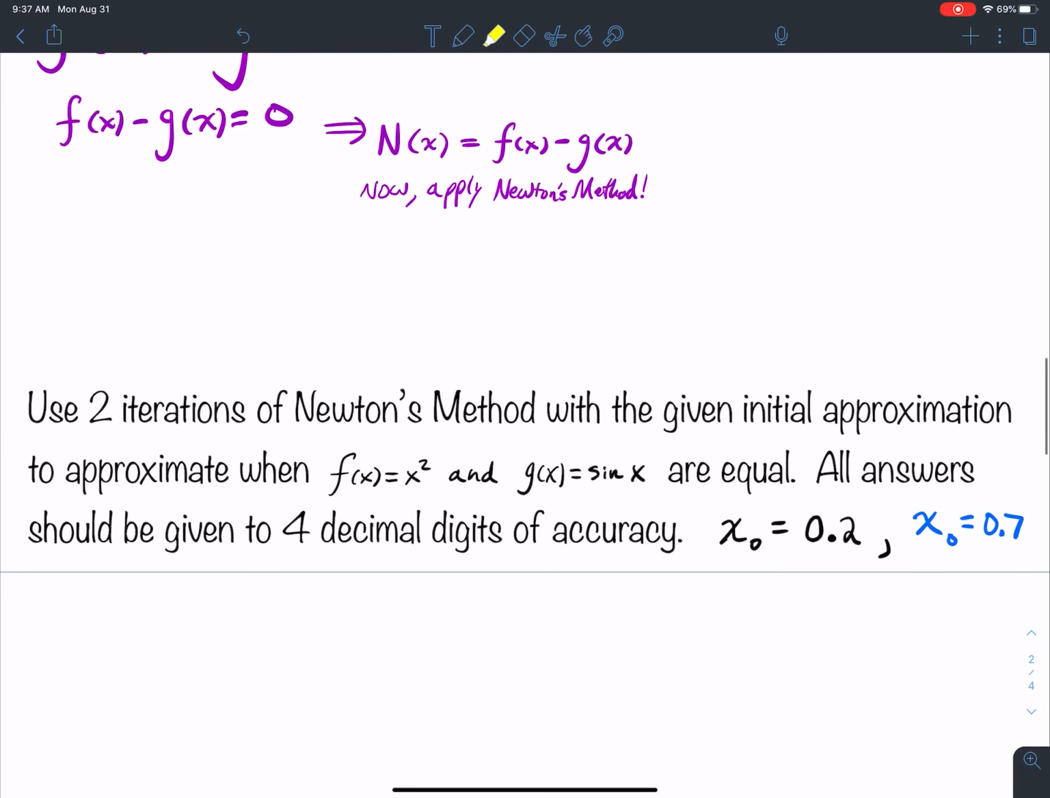I want to use two iterations of Newton's method with the given initial conditions, x naught here and x naught there. So I've got, I guess, two different roots going on here. I want to approximate whenever x squared and sine of x are equal to each other. I want each answer for the two iterations for both of those starting values accurate to 4 decimal places.